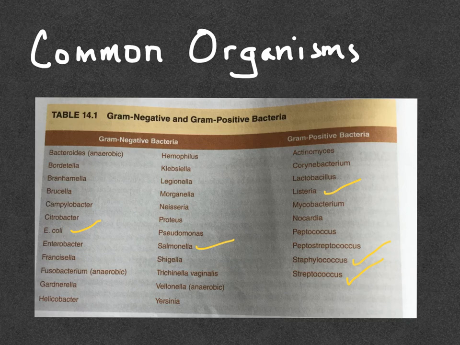So as an example, when you have a main term for a condition, please remember that the subterm for a specific organism will always take precedence over a generic term such as acute or chronic. Again, the organism will take precedence over a general term.